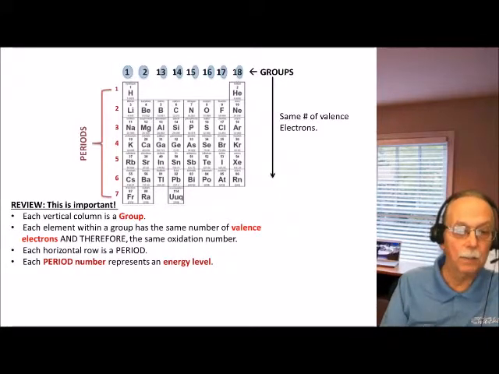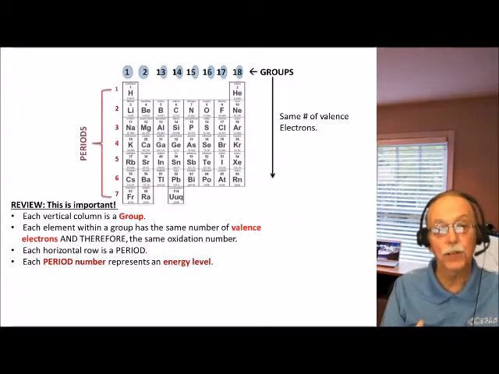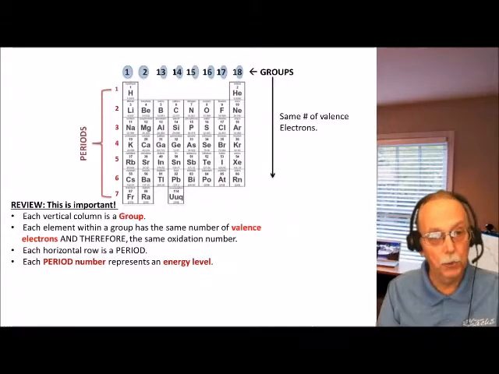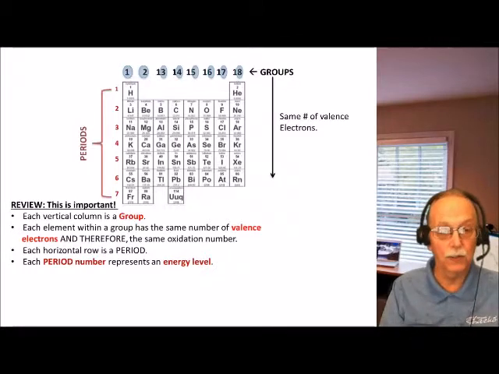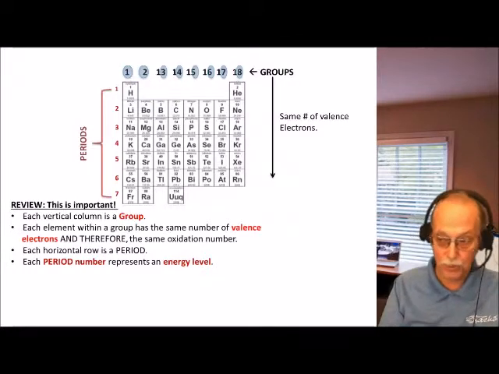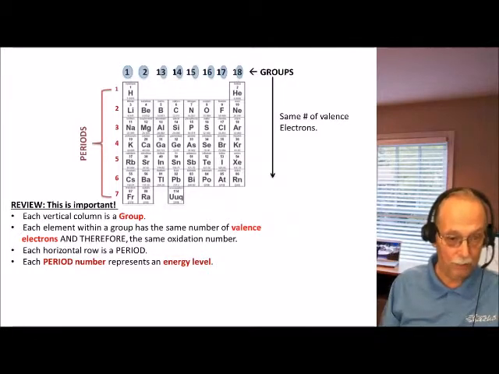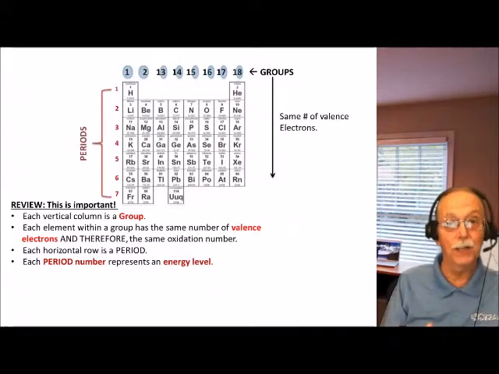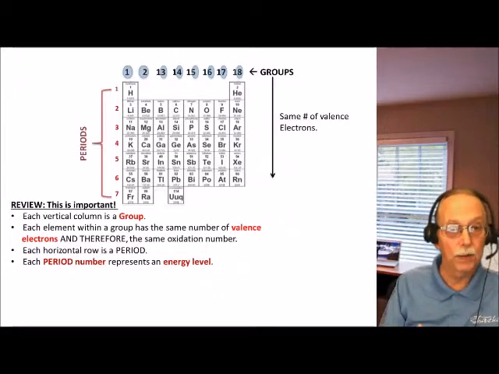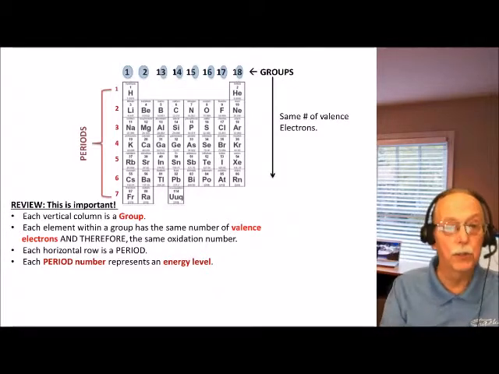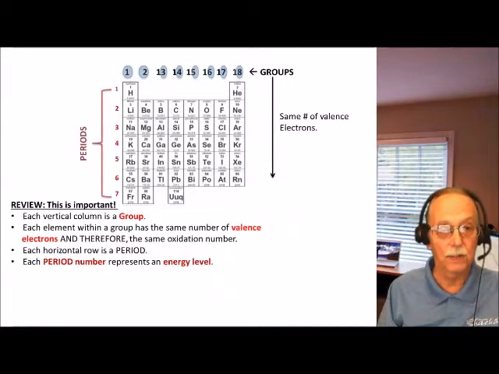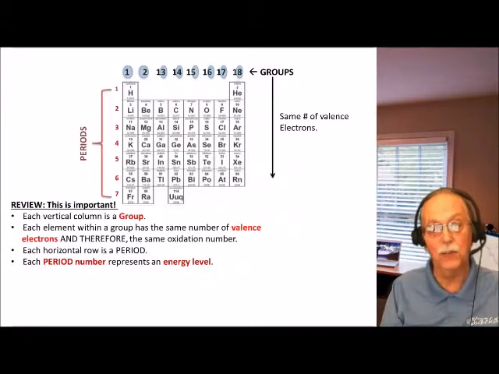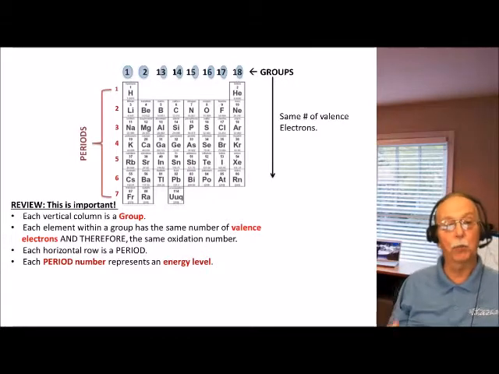represents an energy level. Period 1 represents atoms that have one energy level. Period 2 represents atoms that have two energy levels. Period 3 represents atoms that have three energy levels, and so on. Period 7 represents atoms that have 7 energy levels, and the 7th energy level is the valence level. Period 1, the first energy level is the valence level. Period 2, the second energy level is the valence level. Period 3 has atoms with three energy levels, and the third level is the valence level. That's how that pattern works.